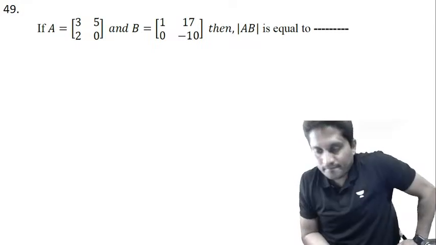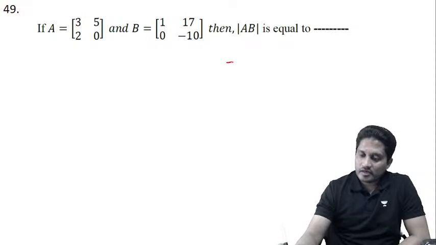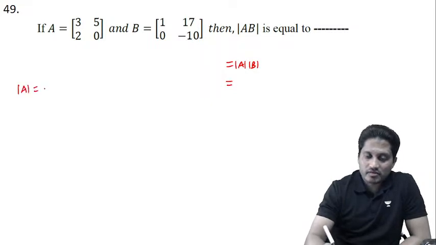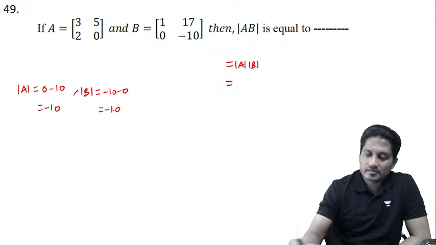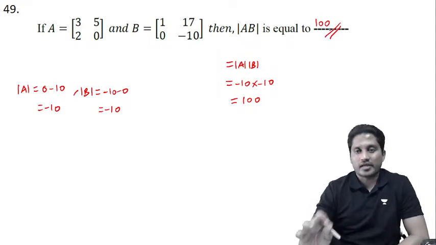Question number 49. Don't multiply AB and then take the determinant. Determinant of AB is always equal to determinant A into determinant B. Determinant of A is equal to 0 minus 10, and determinant of B is equal to minus 10 minus 0, which is minus 10. Minus 10 into minus 10 is equal to 100. Answer is 100. Options are missing, guys. Answer is 100 only.